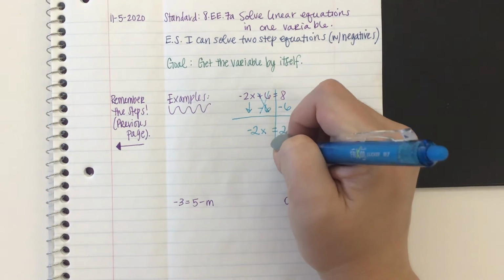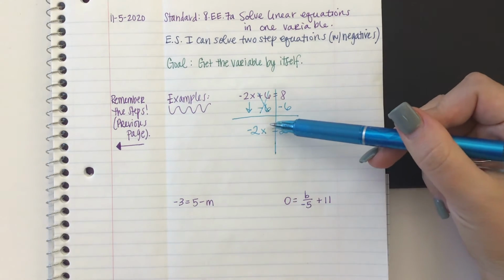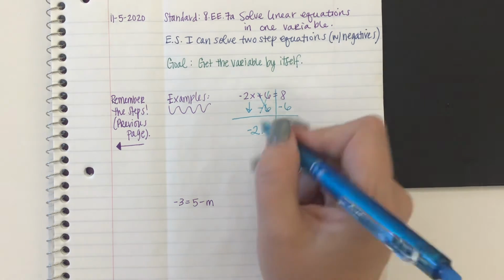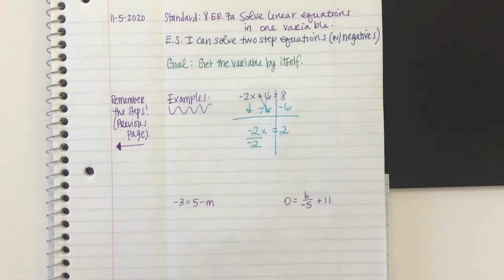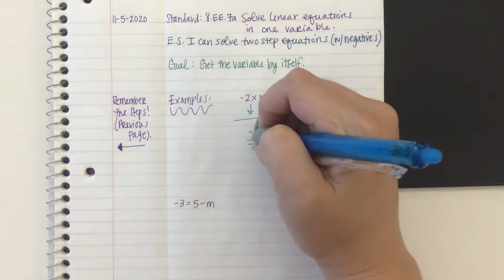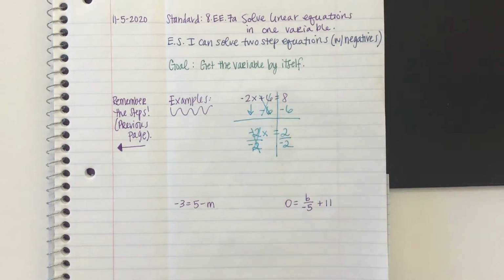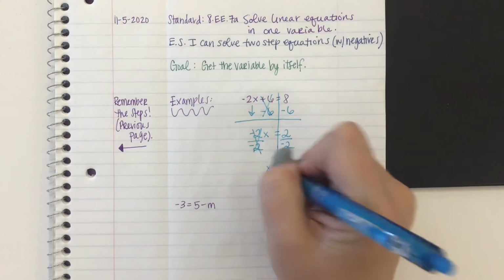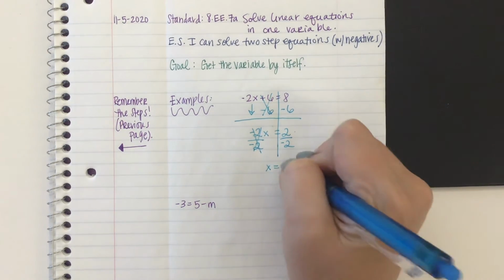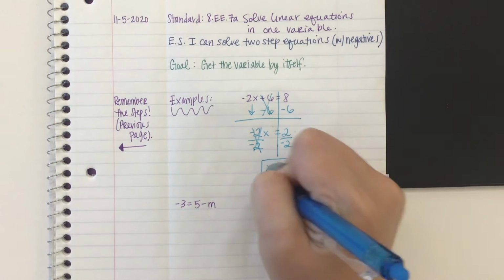Follow the steps, draw a line, find the side with the variable. Now find the number attached to the variable and perform the opposite operation. So I'm going to go ahead and divide by negative 2. Whatever I do to one side, I must do the same thing to the other. So negative 2 divided by negative 2 is 1, so that goes away. And I have x is equal to 2 divided by negative 2, which is negative 1.